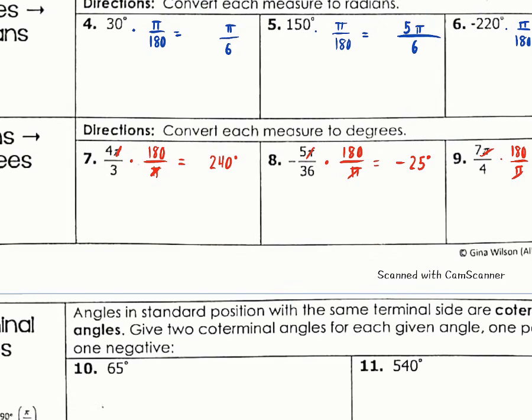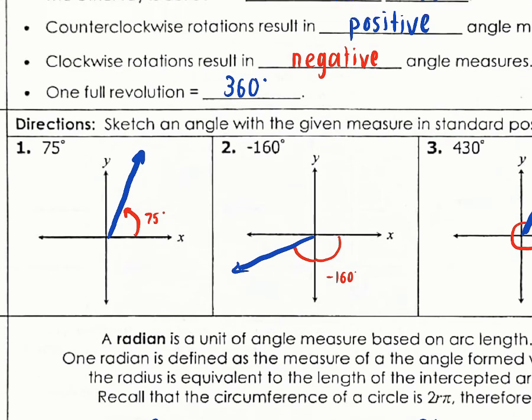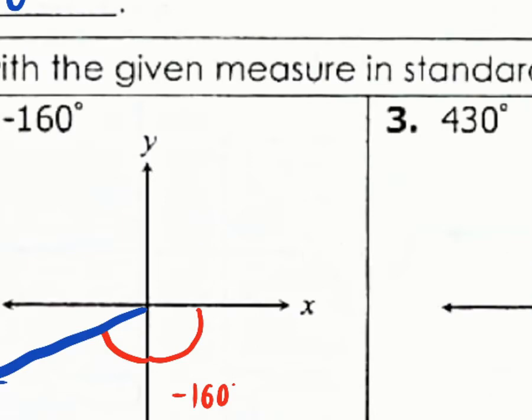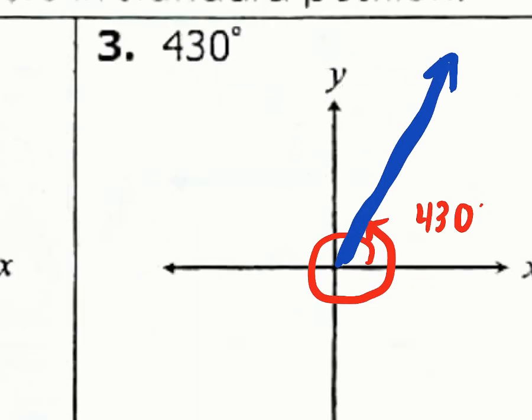Let's go to the back. Actually, let me go to number 3. Y'all flip over to the back. I know that I put 430 degrees on number 3 earlier, but what was it really? It was really 70, right? So would y'all tell me that 430 degrees is equivalent to 70 degrees? Would you?